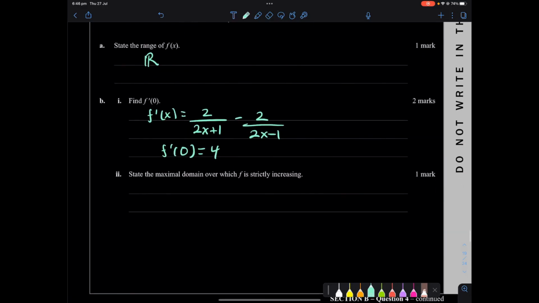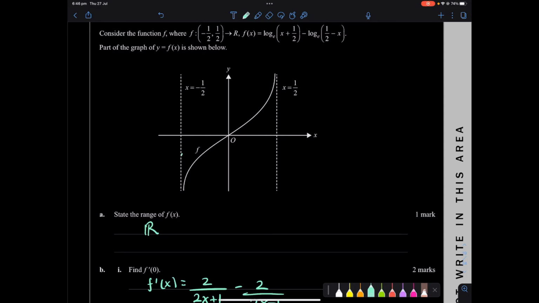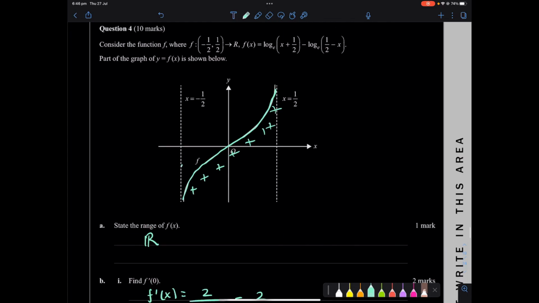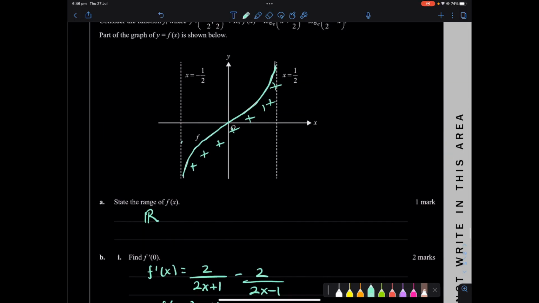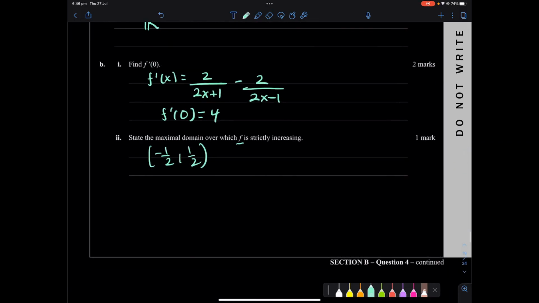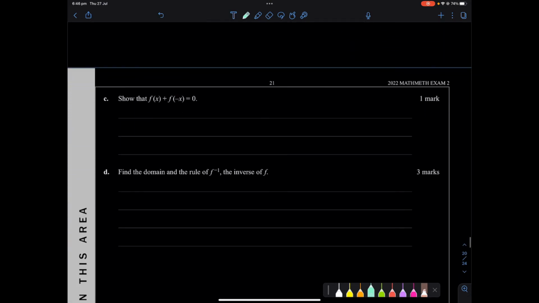Next one, state the maximal domain over which f is strictly increasing. Well, it's strictly increasing everywhere. We can see it's positive, it has a positive gradient everywhere. So it's strictly increasing over the same domain as this, so it's just negative half to half. Hope that's right. Negative half to half.